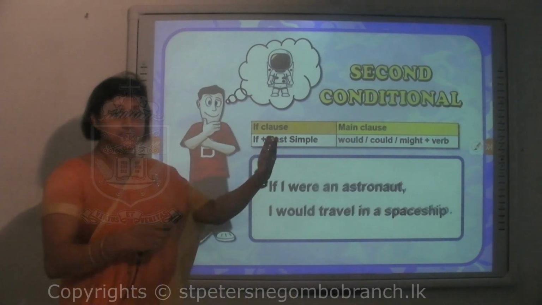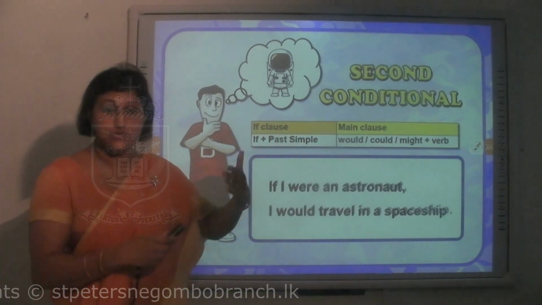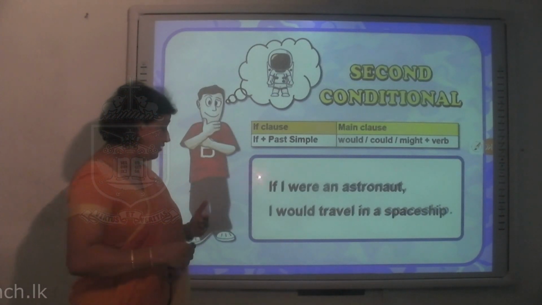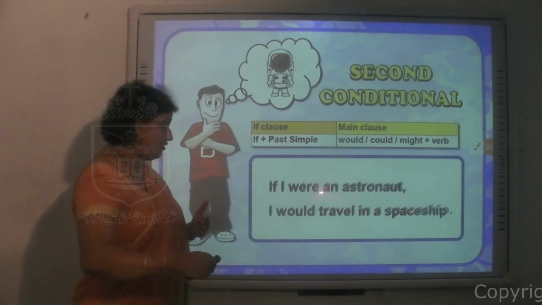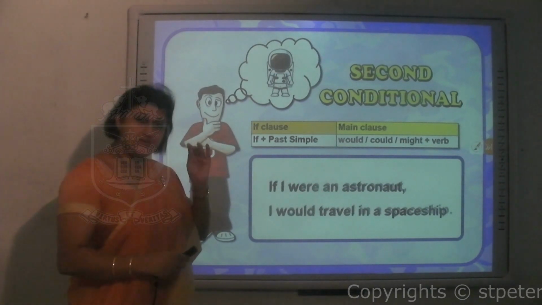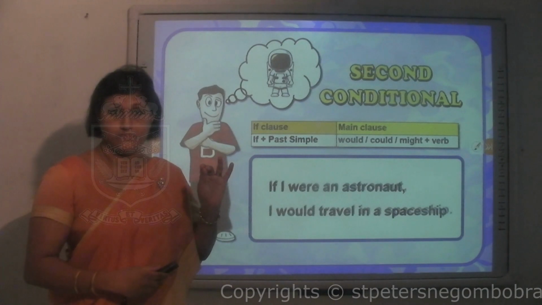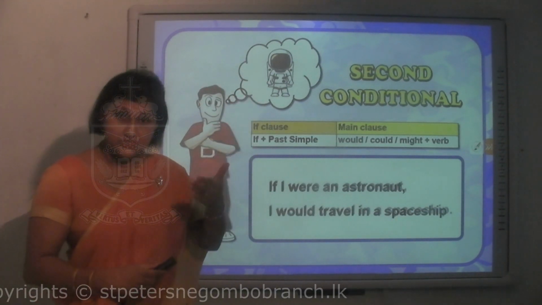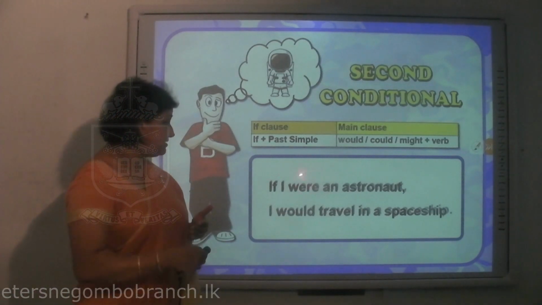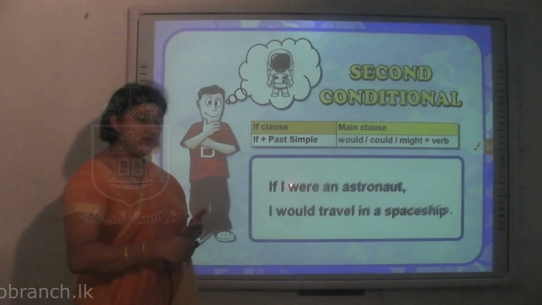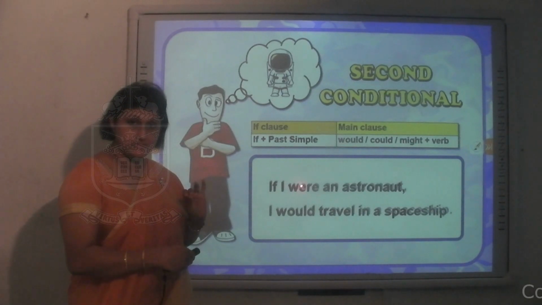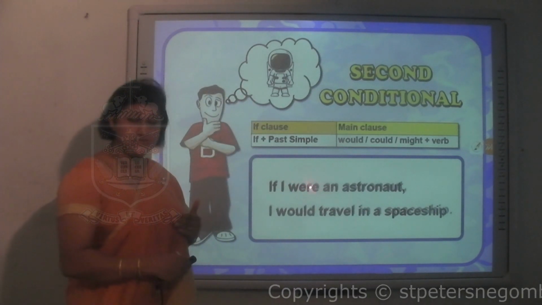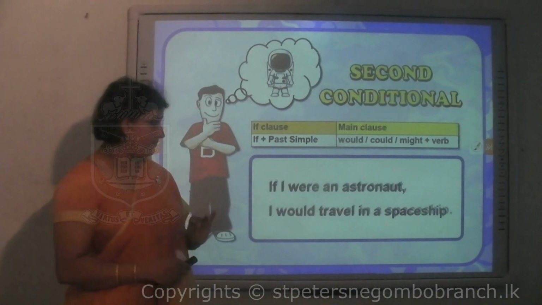Now what is the difference between conditional type 1 and conditional type 2? In conditional type 1, children, I told you the verb in this if clause was given in simple present tense. The difference between conditional type 1 and conditional type 2 is that in conditional type 2, the if clause should be given in simple past tense. Earlier it was simple present tense, now it's simple past tense. It's very simple to remember.